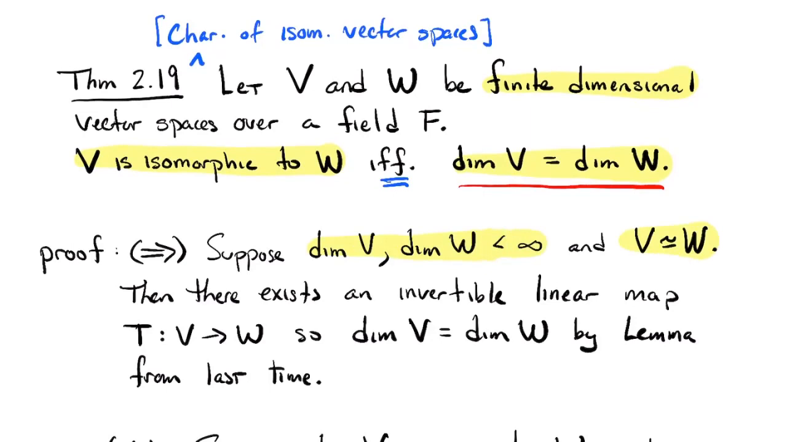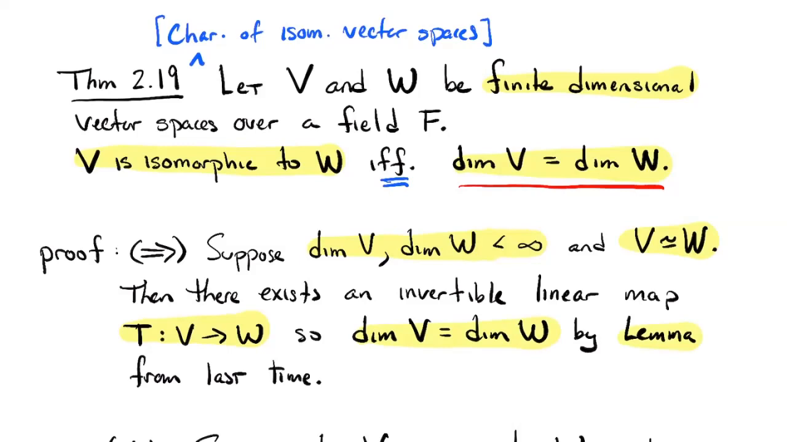Okay, so by our brand new definition, what does that mean? That means that there's an invertible linear map from V to W. Right? So by our work last time, what we called the lemma, that means the dimension of V is equal to the dimension of W. So really, half of this theorem is just sort of repeating that lemma.